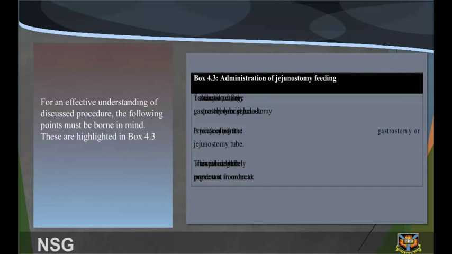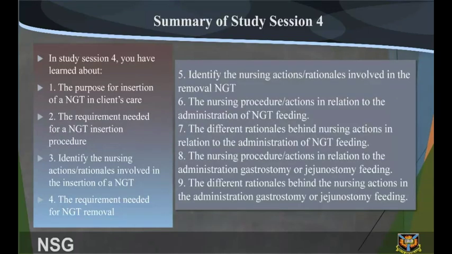For an effective understanding of the discussed procedure, the following points must be borne in mind. To facilitate easy insertion of the tube into the ostomy opening, the end of the gastrostomy or jejunostomy tube must be adequately lubricated. Pre-feeding flushing is very important to ascertain the patency of the gastrostomy or jejunostomy tube. The peristomal skin should be assessed and dressed regularly with a skin protectant in order to prevent it from breaking down.